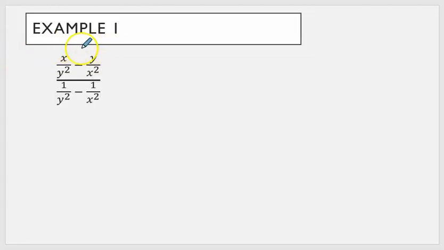So here you can see that we have one large fraction, and then within this large fraction, in the numerator there's a smaller fraction. In fact, there are two of them. And in the denominator there are also two smaller fractions. So our first step is to find the LCD of all of these smaller fractions within the larger one.